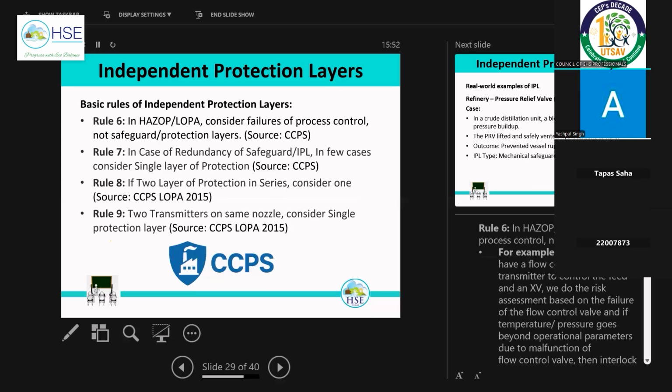Now rule 6. Again, the source is the CCPS book. Rule 6: in HAZOP and LOPA, consider failure of process control not a safeguard. In case of HAZOP, normally it is allowable to consider the failure of the process control, but of course for a safeguard we cannot. So in general, we can say in HAZOP and LOPA, consider the failure of process control only, not the safeguard or protection layer. So how can we understand this?